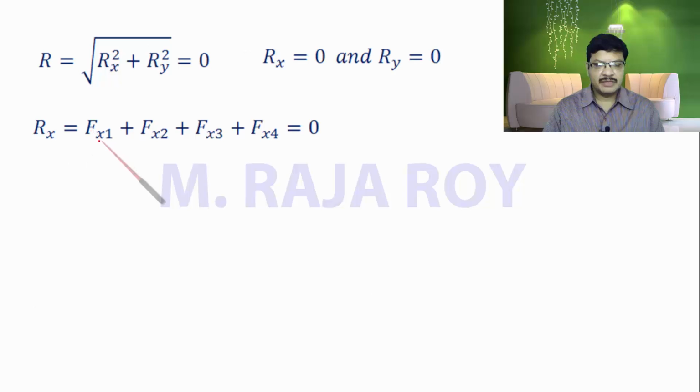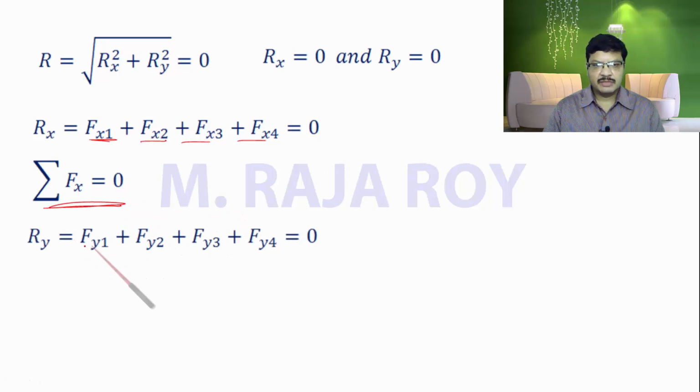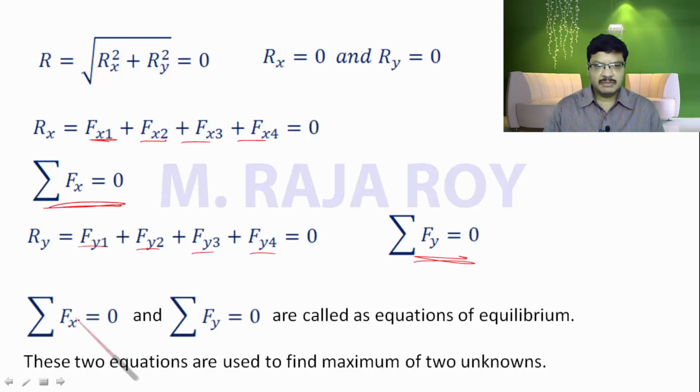Now Rx is 0 means the sum of all the x components is 0. That means sigma Fx is 0. Ry is 0 means the sum of all the y components is 0. That means sigma Fy is 0. So sigma Fx is 0 and sigma Fy is 0 are called the equations of equilibrium. Here two equations are there. That's why we can find a maximum of 2 unknowns. By solving a problem you can understand this concept.